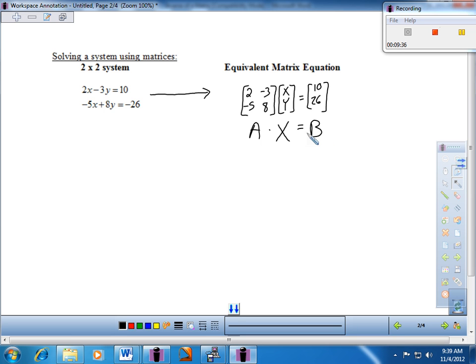And so the question would be, of course, how would you solve for the variable matrix? How would you get this by itself? Now your standard answer, of course, would probably be, oh, let's just divide by A. Take matrix B and divide by A. And that's not quite the context that we're going to look at.